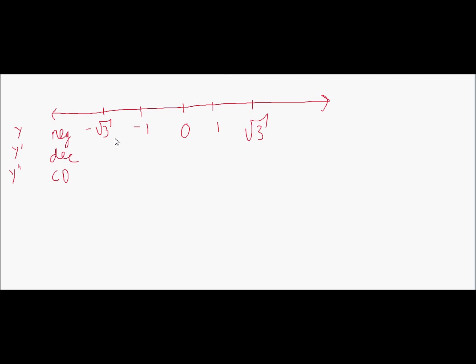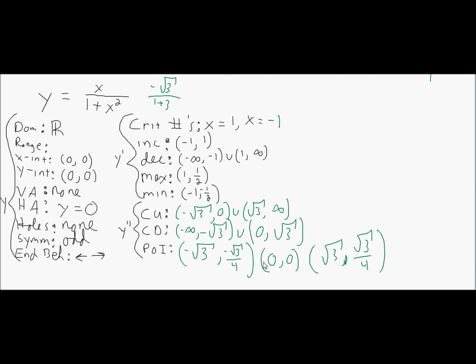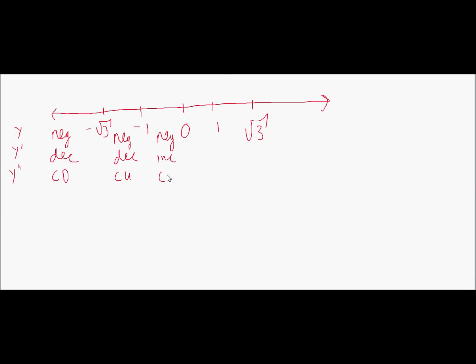If you check on this interval, the function is still negative. It's still going to be decreasing, but now it's going to be concave up. If you check from negative 1 to 0, it's going to be negative, it's going to be increasing, and it's going to be concave up still. Between 0 and 1, it's going to be positive.